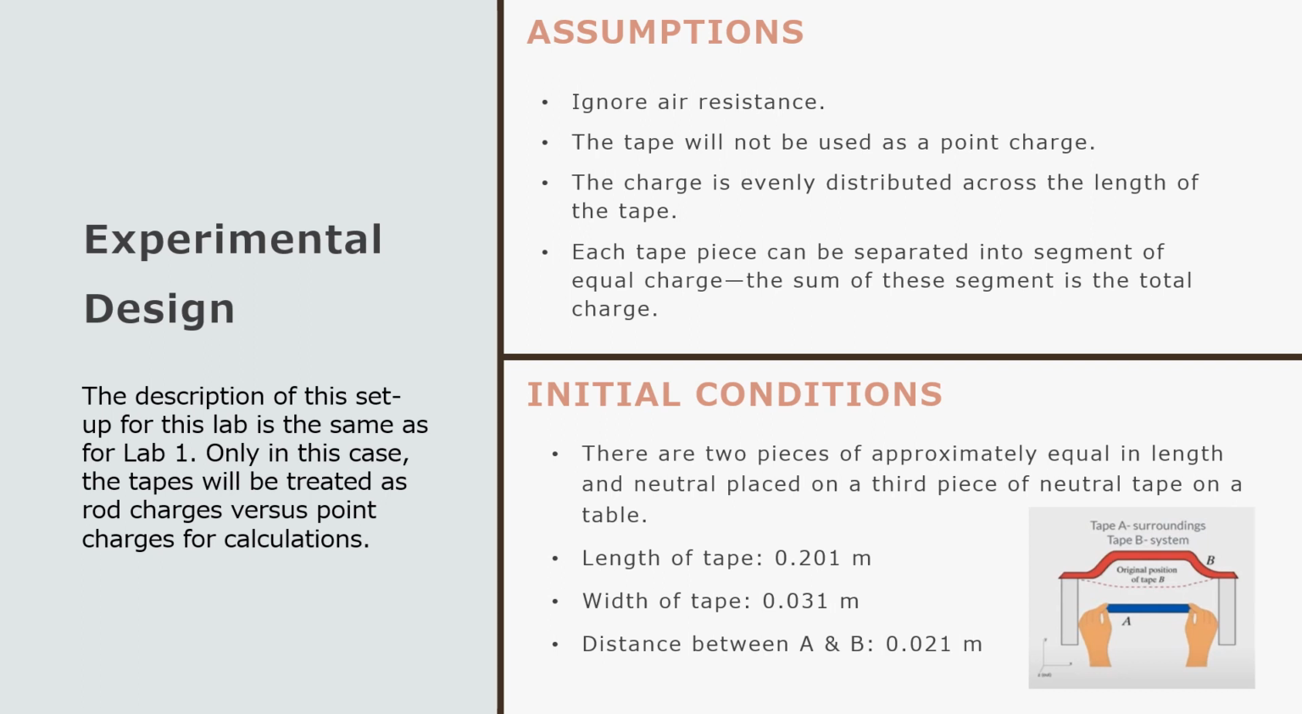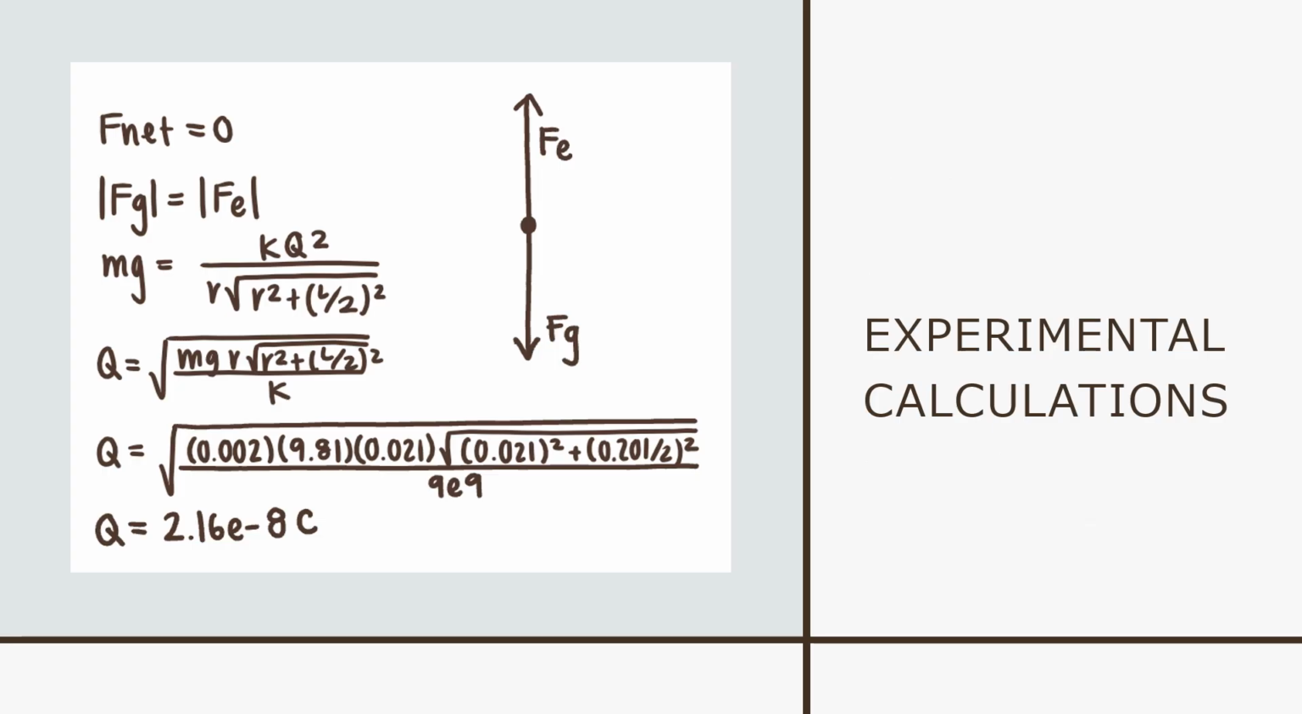The initial conditions are as follows. There are two pieces of tape, approximately equal in length, that are neutral and placed on a third piece of tape on the table. The length of the tape, as found from Lab 1, is 0.201 meters, the width of the tape is 0.031 meters, and the distance between A and B tape, as seen on the diagram to the right, is 0.021 meters.